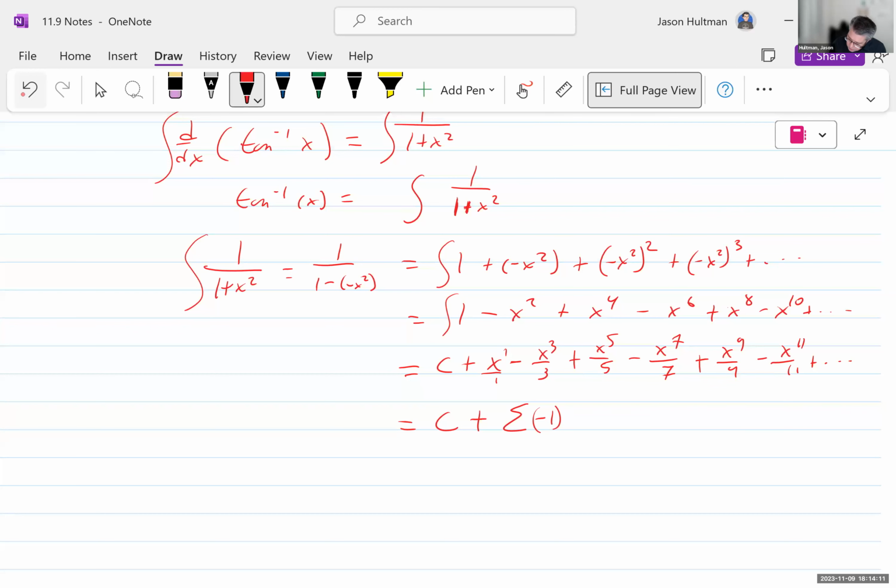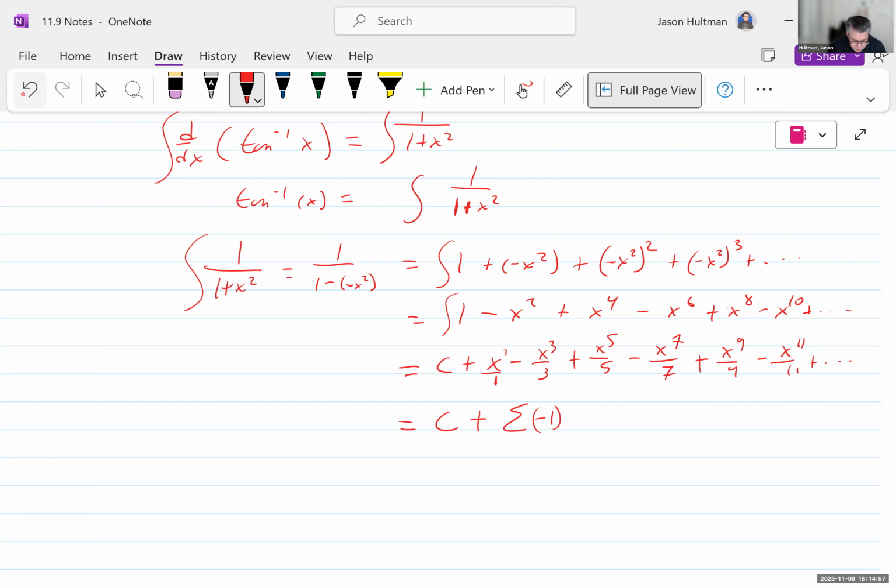So negative 1 to the n or n plus 1. Let's think about this. Well, it depends on if I'm starting at 1 or if I'm starting at 0. Can I start at 0? Yes, I can, and the reason I can is because the first thing I'm going to divide by is an odd number.